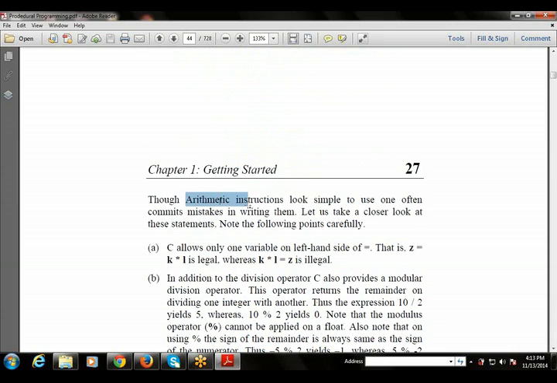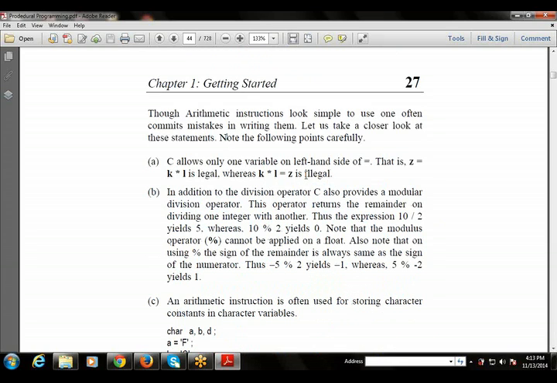Therefore, though arithmetic instruction looks simple to use, one often commits mistakes in writing them. C allows only one variable on the left hand side of the assignment. That is, if we are using the assignment operator, only one variable is used on the left of the assignment, that is z equals k into i. But if I write k into i equals z, that is not legal.